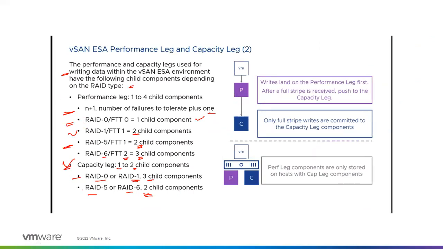If I go a little bit back here, RAID 0, FTT 0 is one component. RAID 1, FTT 1 is two components, meaning one RAID mirror and one parent. So again, it depends on how I have applied my policy, what kind of policy I am applying. Okay. FTT2.